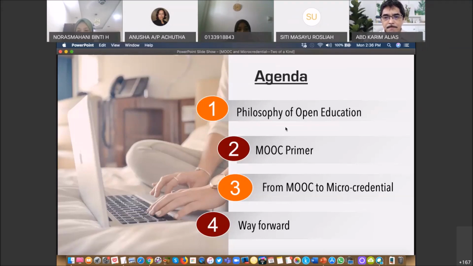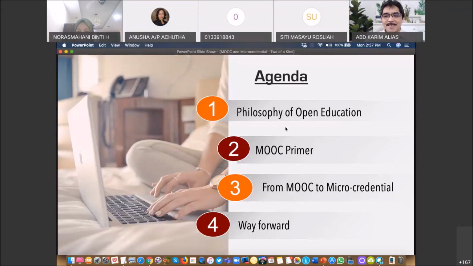Then I will go to the next one. I will explain about MOOC. So this is basically kind of a crash course for those who are not really familiar, or maybe have only a vague idea of what MOOC is. So today, in this session, I want to make it crystal clear to you what is MOOC, and later on we will see how it is similar and how it is different to micro-credential. So I'm going to give you a MOOC primer, so to speak.